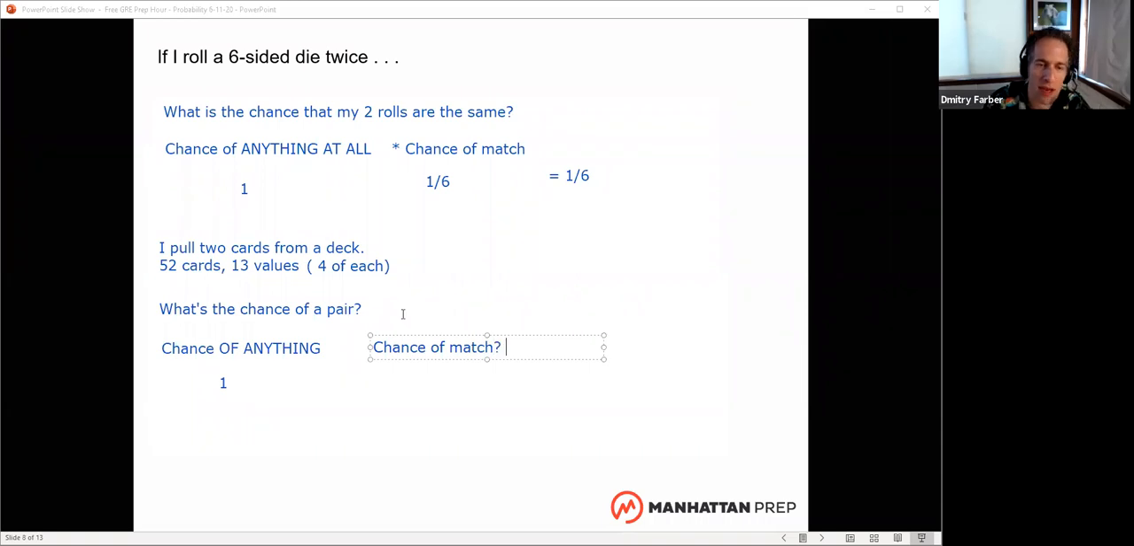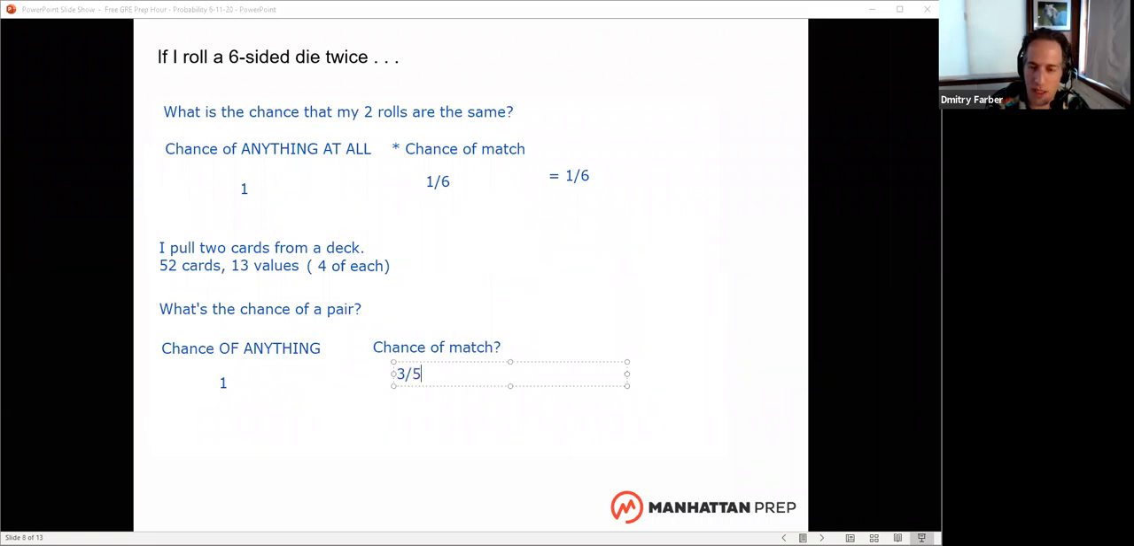So let's say I pulled out one of the queens. How many matches are there left? How many cards are there that could be the queen, that are queens still? 3, but not out of 4. There's a lot of cards, right? There's 4 queens. I've taken one of them. There's 3 queens. How many cards are left?